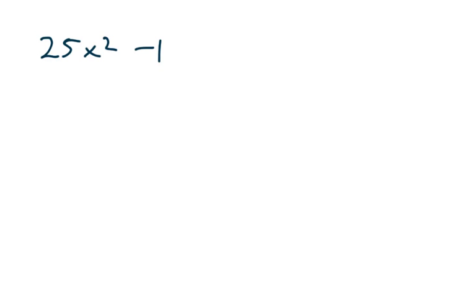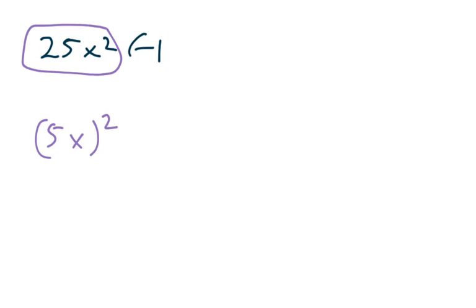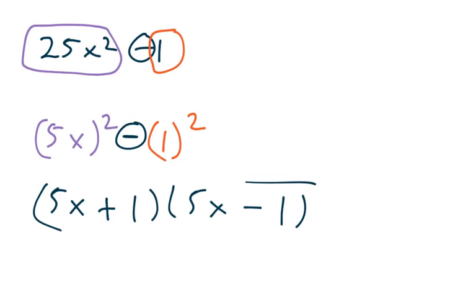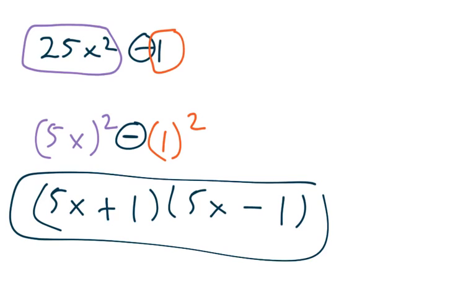I hope that you guys recognize I have two perfect squares. 25x squared is really a 5x squared. I have a minus. And then the 1 is an awesome number because it's 1 to any power, right? But it's a 1 squared in this case. So I have a difference of 2 squares, which means I'm just going to do 5x times 5x, and 1 times 1, make 1 a plus and 1 a minus to get the negative. And that's how you factor a difference of 2 squares.